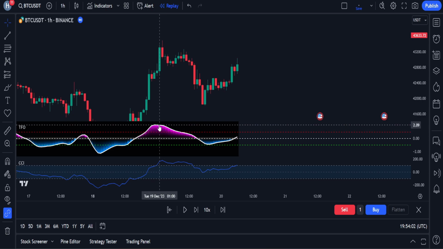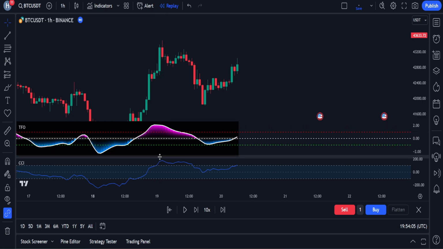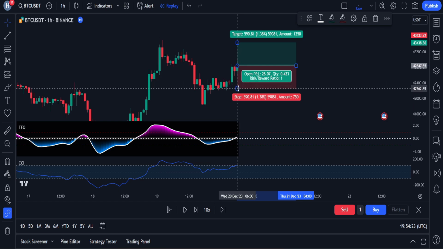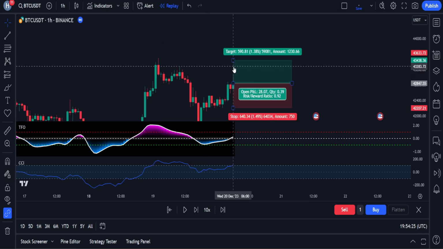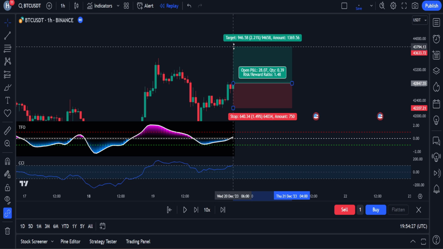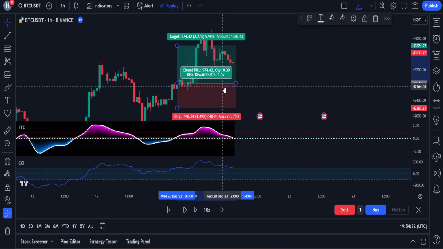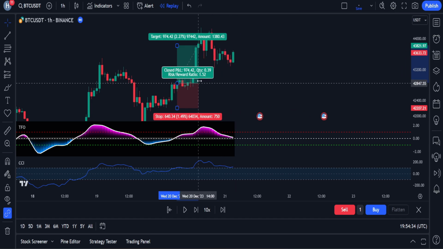Here we can see the trend flex indicator was above the center level, and the CCI was moving above the 0 level. Then we can see the oscillator crossed and moved below the center level, and then it crossed above the center level again. And when it crosses above the center level, the CCI is also above the 0 level. So we can open a buy position here. Our stop loss will be set at the recent swing low, and the risk to reward ratio will be the same. I hope you guys have understood the rules for entering a buy trade using this strategy. Now let's go through the rules for entering a sell trade using these indicators.